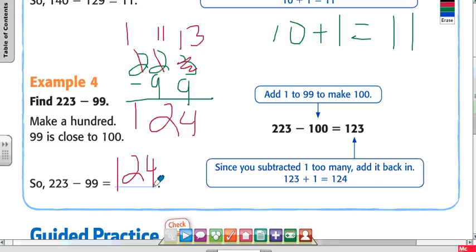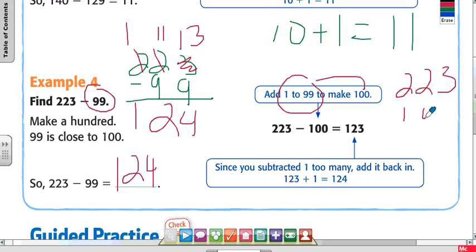What they did was they added 1 to 99 to get how much? They added 1 to 99 to get 100. So then they took 223 minus 100. 3 minus 0 is 3. 2 minus 0 is 2. And then 2 minus 1 is 1.